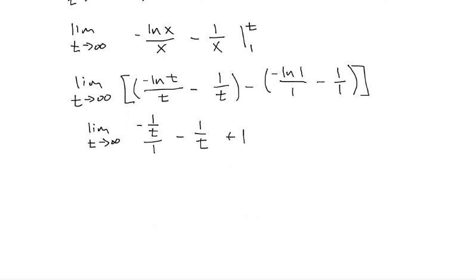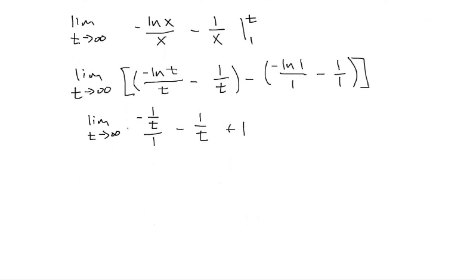And now when we evaluate our limit, we have negative 1 over t. As it goes to infinity, it goes to 0. And 1 over t again also goes to 0. So this limit is equal to 1. So we are convergent. And that's how we use the integral test to see if a series is convergent or divergent.